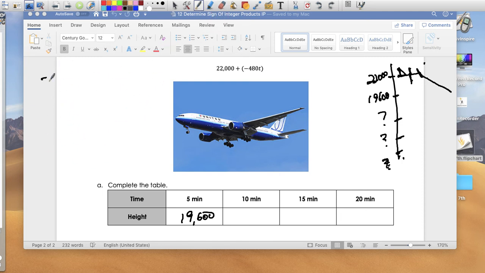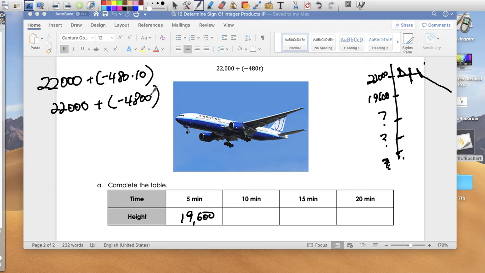Again, we're going to copy the expression, and we're going to substitute. Instead of t, I'm going to write 10 because I want to know what happens after 10 minutes. Well, this one is easy. 22,000 plus a negative times a positive, 480 times 10. It's super easy, 4,800. Right? So now where is his height? We're going to have to subtract. Well, obviously there's more positives here, right? So we know it's going to be a positive answer. So he's going to be at, let me see, 22,000.